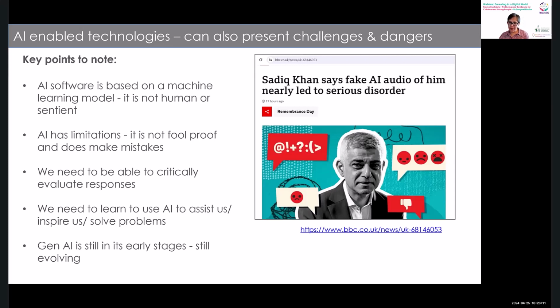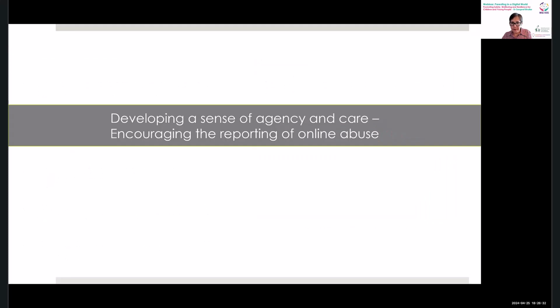And this whole field of AI is called generative AI, Gen AI as it's called, and it's because it's generating new data. Like when I asked it to design me games that I could play at home to teach online safety, it created new information based on the knowledge it already had learned from everywhere. It's generating new information. So we want to make sure our children have a sense of agency and care. So we want to encourage reporting of abuse.